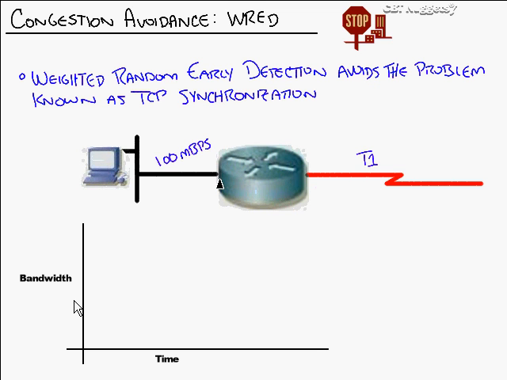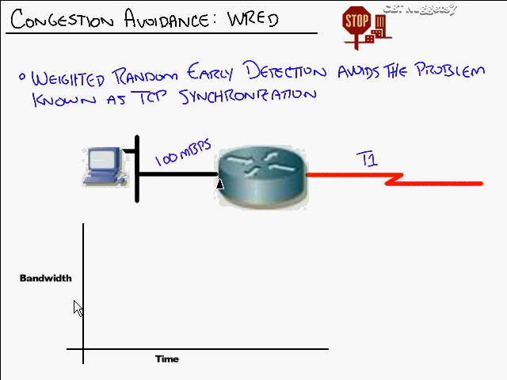TCP has a unique system of windowing that allows it to increase window sizes as it feels the connection is more reliable. So instead of just sending one packet at a time and getting an acknowledgement, it'll start increasing up and saying, well, I'm going to try sending 2 packets at a time. How about 4 packets at a time? How about 8 packets at a time?